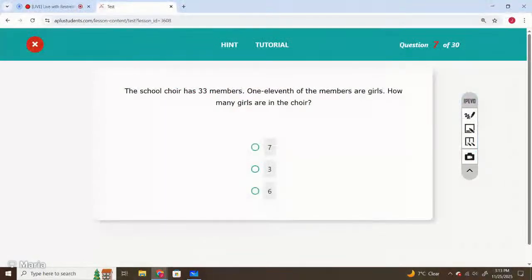The school choir has 33 members. 1/11th of the members are girls. How many girls are in the choir? So, which is the correct option?